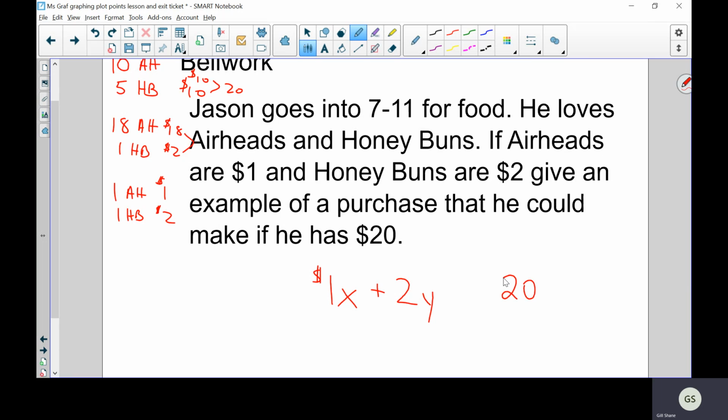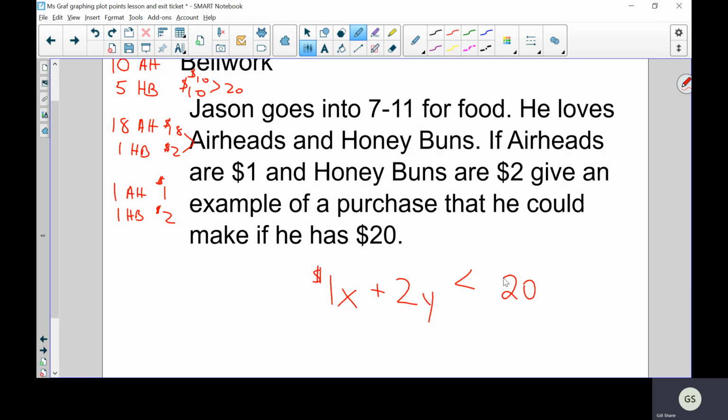Greater than. Less than. That's one of them. So which one do we need? Greater than or less than? Less, because you're spending the money. We need to be less than 20, right? This is how much I spend. I can't spend more than 20. So is that good? Are we done? No. Everybody good with that? No, we're not done. Why are we not done?